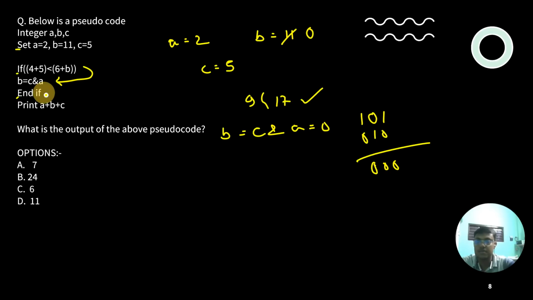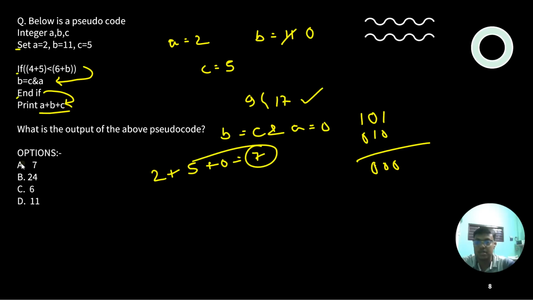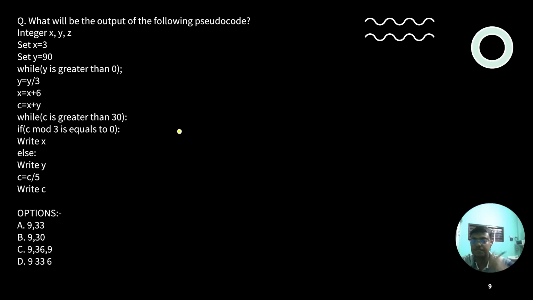Now end of if, and we come out to the last statement, that is A plus B plus C. So that would be equal to 2 plus 5 plus 0, which is equal to 7. So option A, 7 is the correct answer. Hope you all got it. Let's move on to the next question.